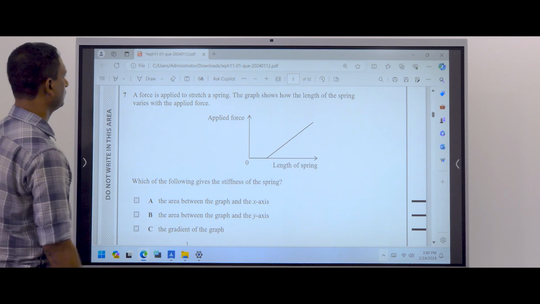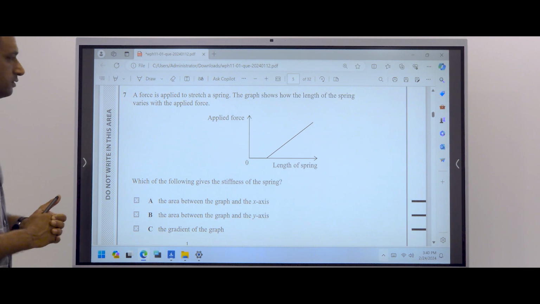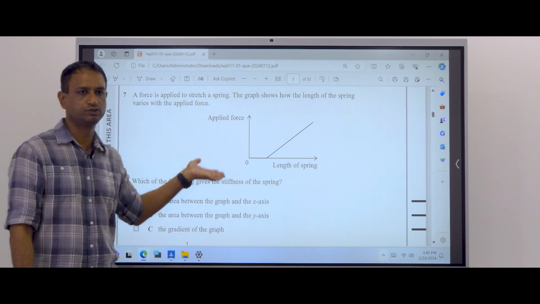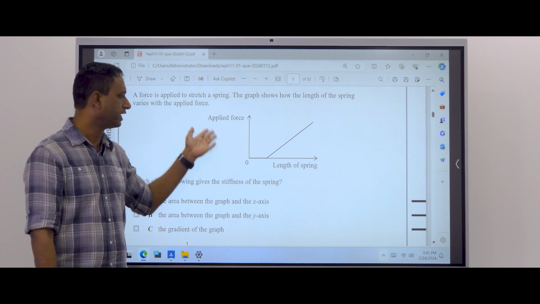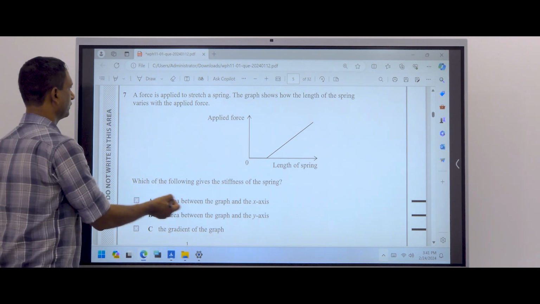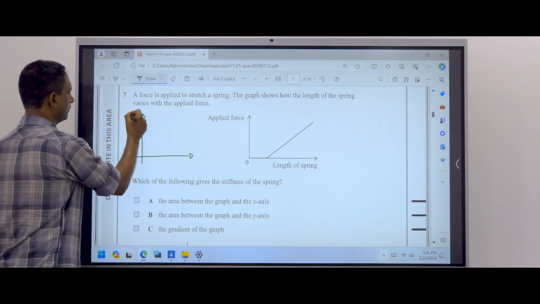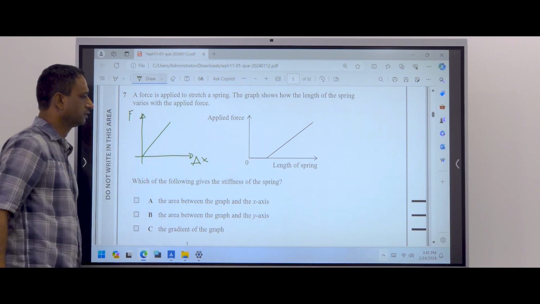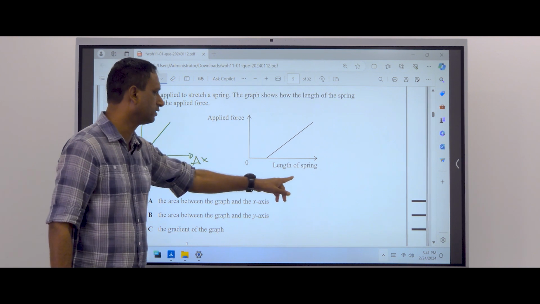A force is applied to stretch a spring. The graph shows how the length of the spring varies with the applied force. Usually we get a force versus extension graph, but here we get applied force versus length. If you draw the usual force versus extension graph like this, here it is applied force versus length of the spring.